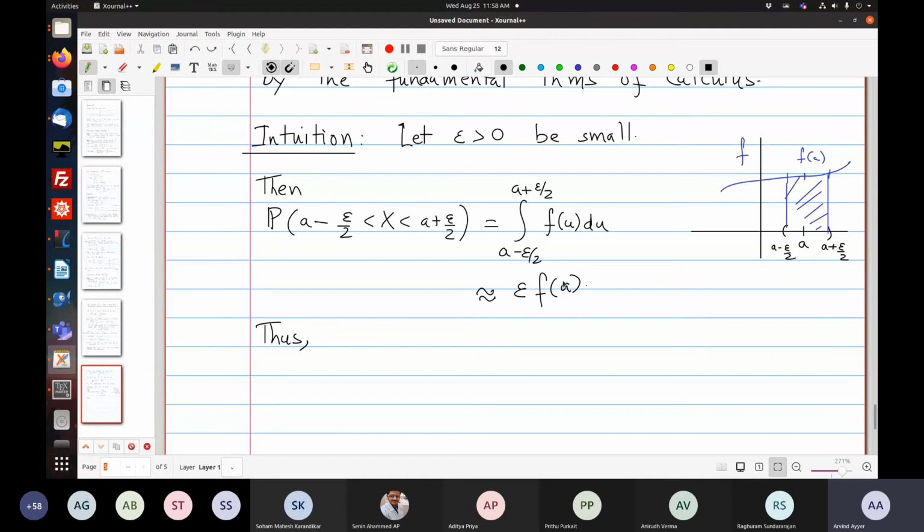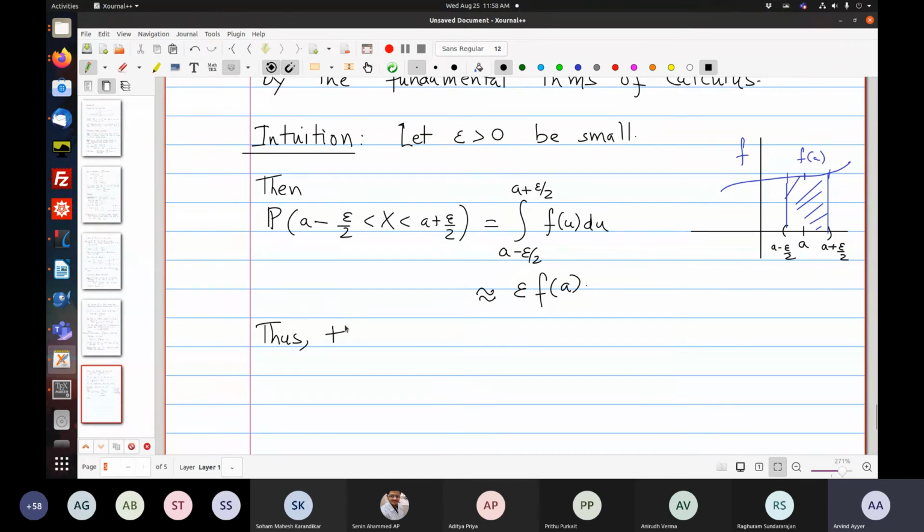So it doesn't make sense to say what is the probability of x equal to a, but we can say that for a small region around a, the probability of x being in that region is proportional to f of a, and the proportionality constant is precisely the distance. And this f is now what? It's not the CDF, it's the PDF.